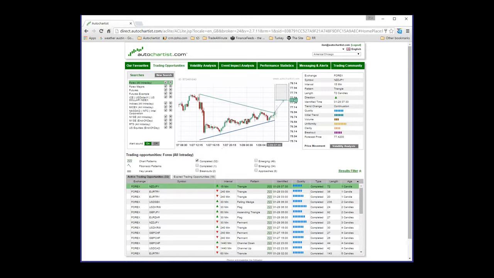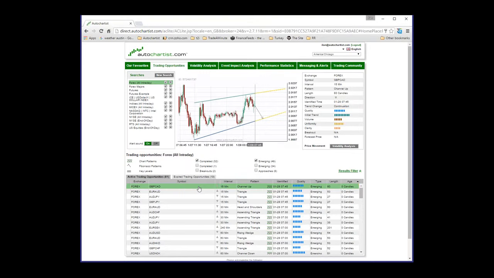Now this needs to be contrasted with what we would call an emerging pattern. So let me enable the emerging patterns and show an example. This is an emerging pattern on GBPCAD. You can see that there's been no breakout yet through support or resistance. The price is still trading within a range.